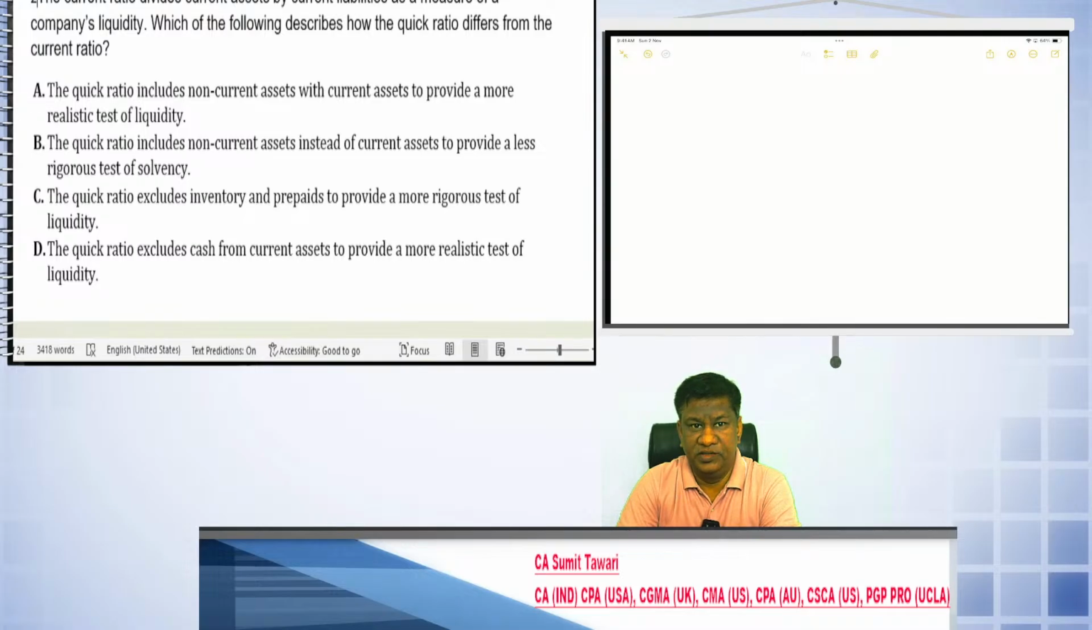C. The quick ratio excludes inventory and prepaid to provide a more rigorous test of liquidity. Correct. Why do we exclude the inventory and the prepaid? Because receivables are amounts that you can collect immediately. But for inventory you need to sell first, and then you can collect. And in the same way, for prepaid, you cannot collect the money, you can only avail the service. So that's why we need to exclude them while calculating the quick ratio.